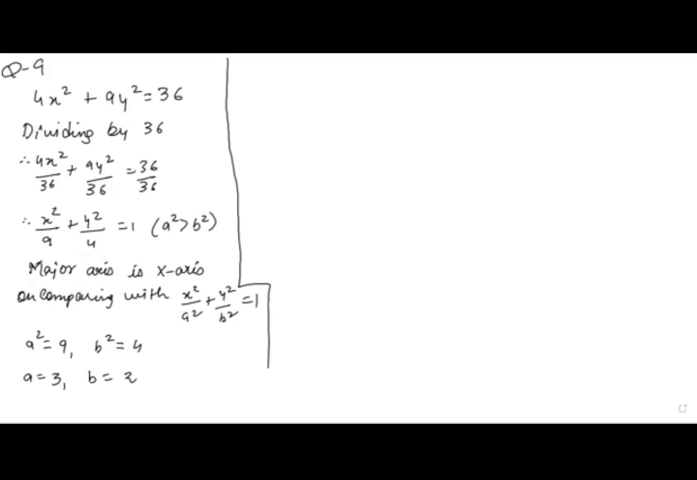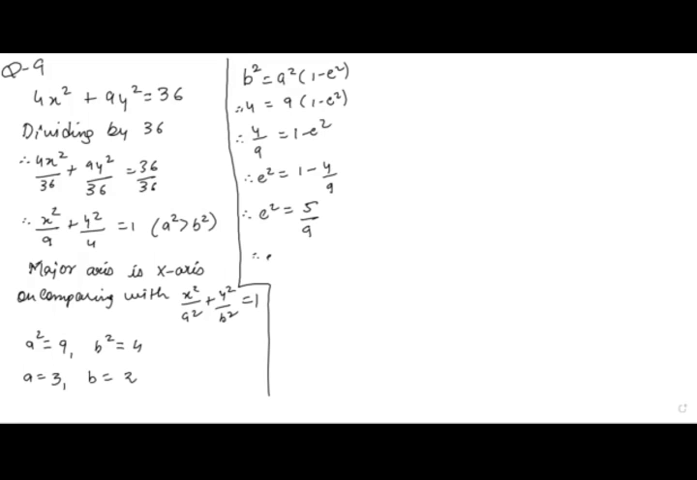We'll try to find the value of eccentricity using the formula b square is equal to a square into 1 minus e square. So 4 is equal to 9 into 1 minus e square. 4 by 9 is equal to 1 minus e square. E square will be 1 minus 4 by 9, 5 by 9. Therefore the value of eccentricity is root 5 by 3.